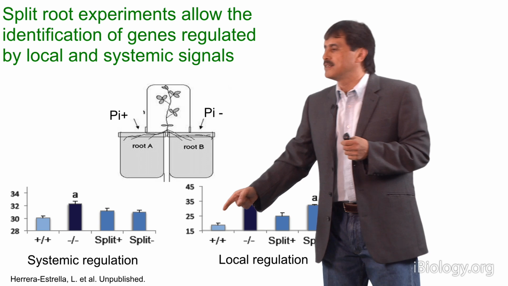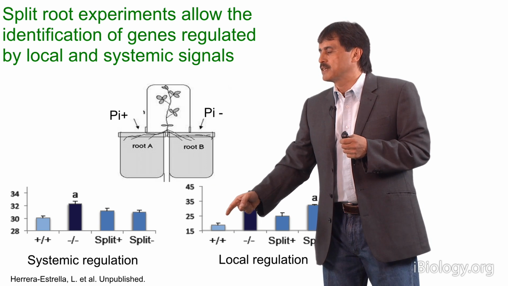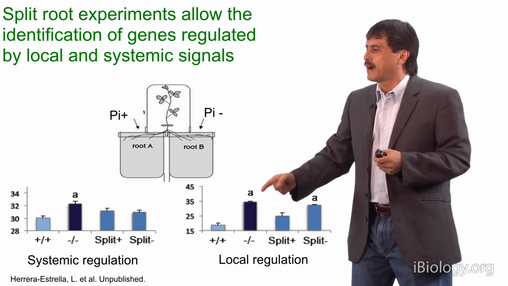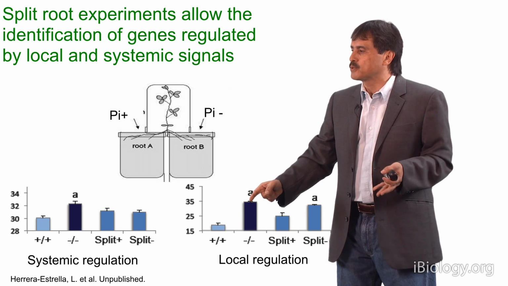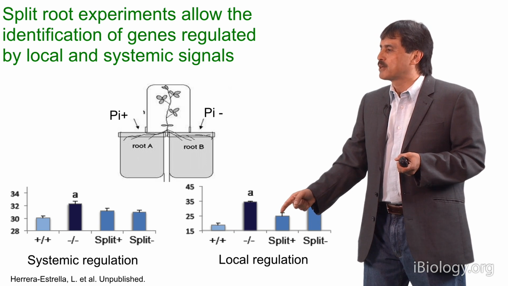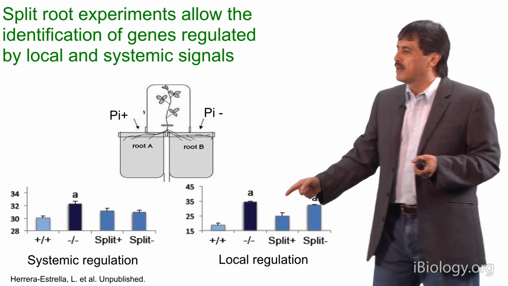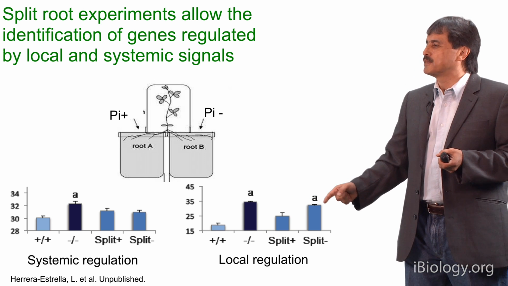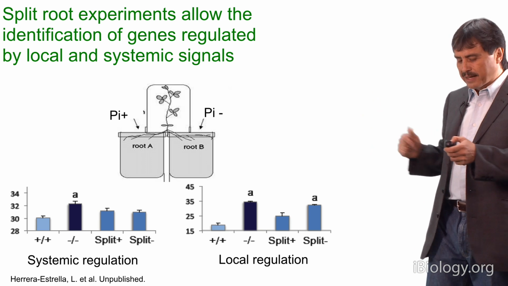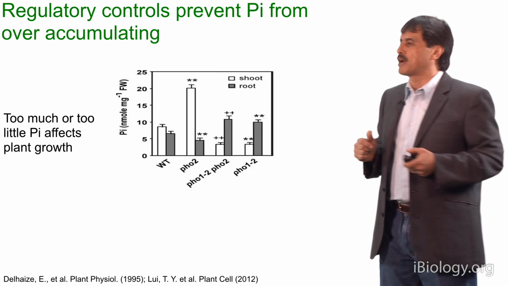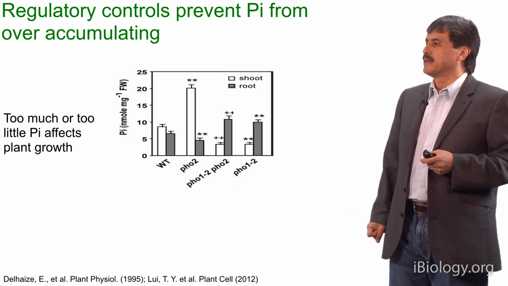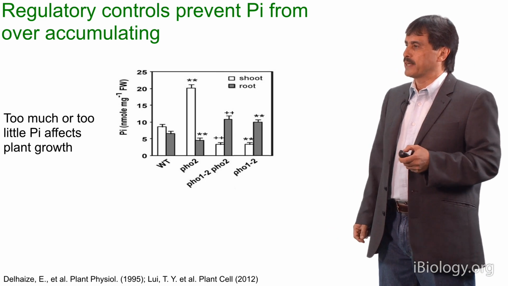If the signal is local, you have low expression when the whole root is exposed to high phosphate, and high expression when the root is exposed to low phosphate. But when you do the split experiment, in the half of the root with phosphate, expression is low, but expression in the half of the root that has low phosphate is high. So this suggests that indeed there are two different molecular mechanisms regulating expression in the plant when it responds to low phosphate.